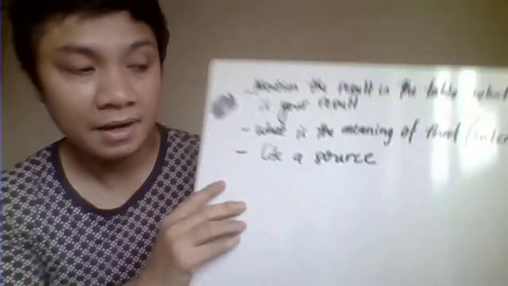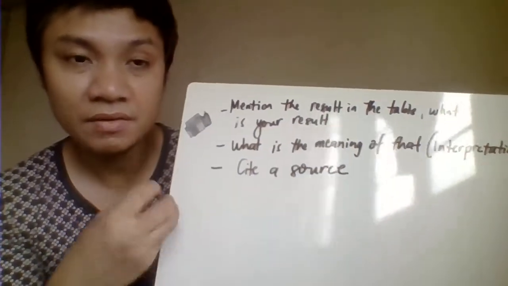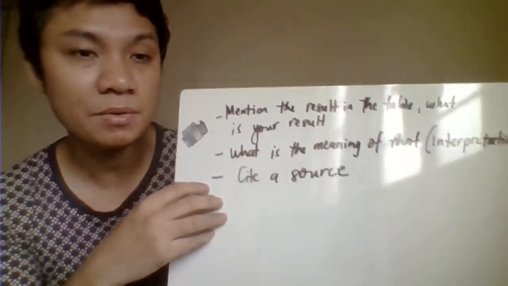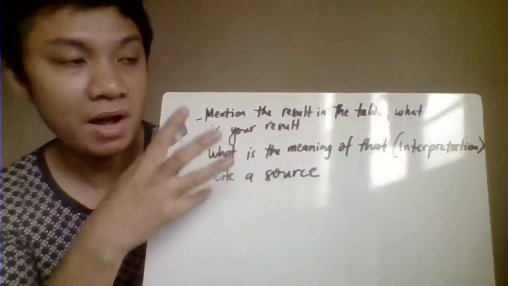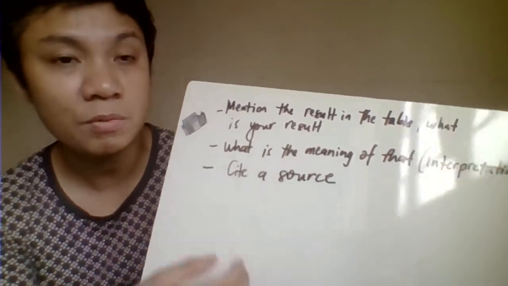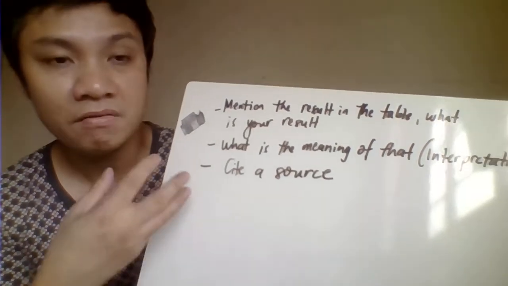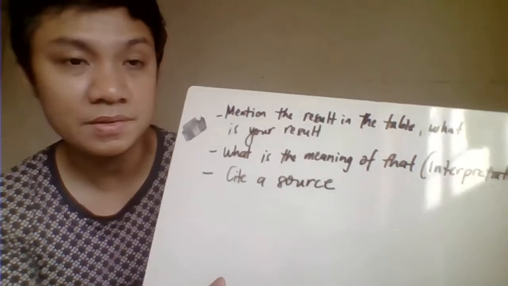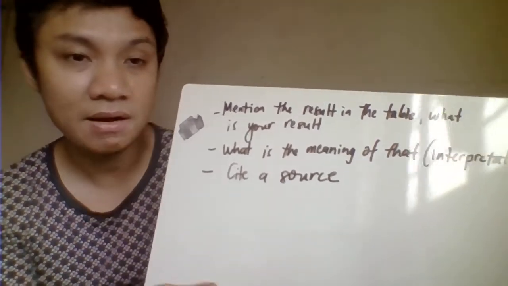Then again, if you present your result for SOP number 2, you should have the following format of presentation. Number one, mention what your result is all about, followed by the interpretation of the result, and you need to cite a reference.